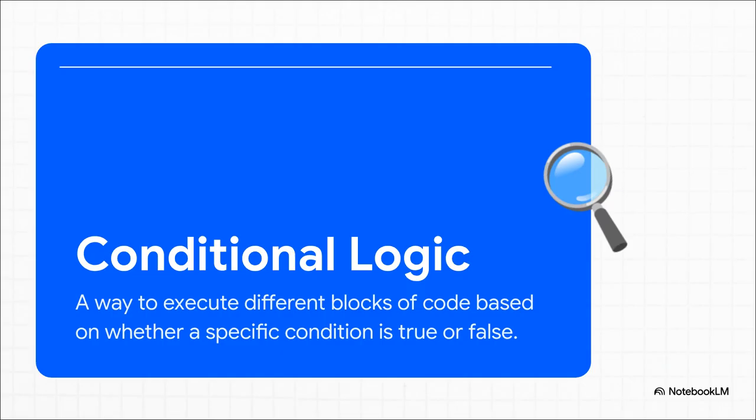And there's a name for this, of course. It's called conditional logic. Really, it's just a fancy way of saying we're controlling the flow of our program. We set up a test, a condition, and if that condition is true, the code does one thing. If it's false, well, it does something else, or maybe it does nothing at all. This is the absolute bedrock of writing code that feels smart and responsive.